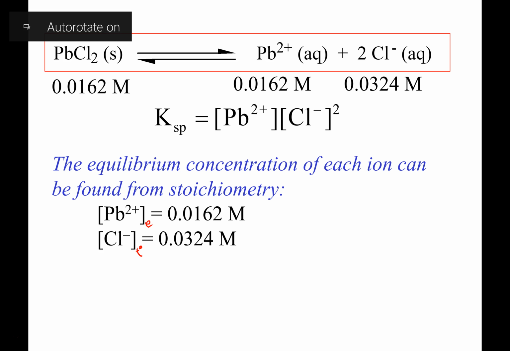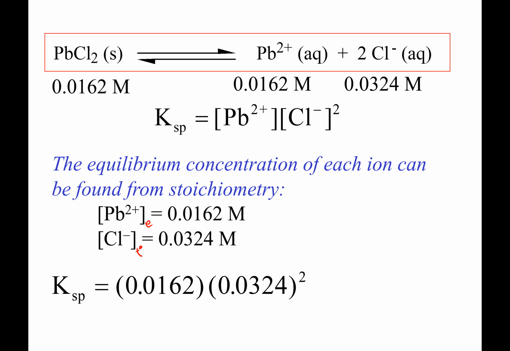Then all we've got to do is plug back into our equilibrium constant expression. And that's it. So our Ksp, which is what we're trying to find, will be equal to 0.0162 raised to the first power times 0.0324 raised to the second power. Give ourselves 3 sig figs, and you're looking at a Ksp of 1.70 times 10 raised to the negative 5th.